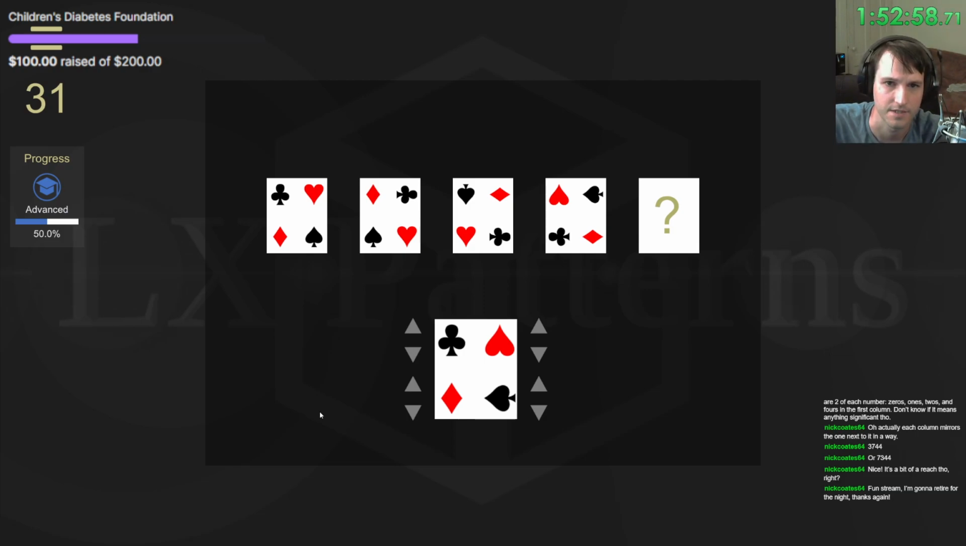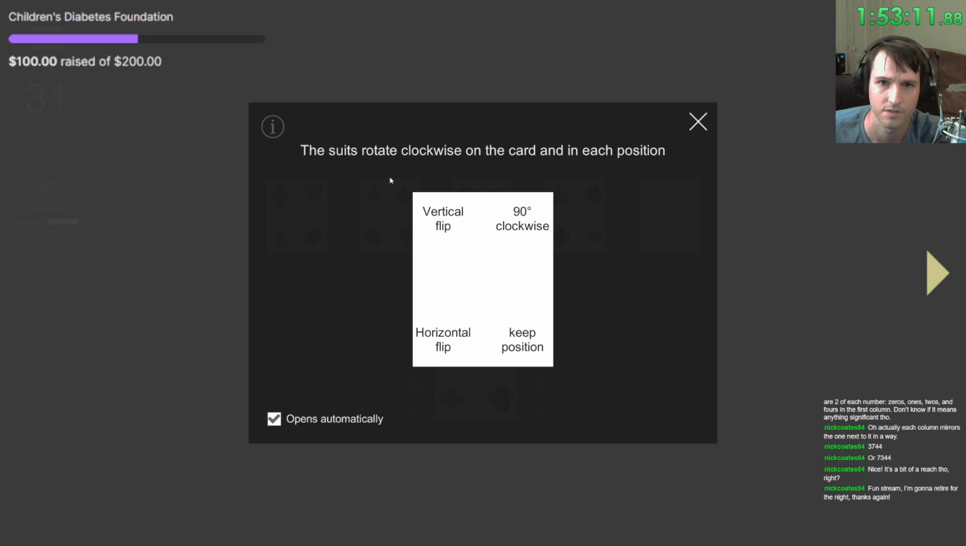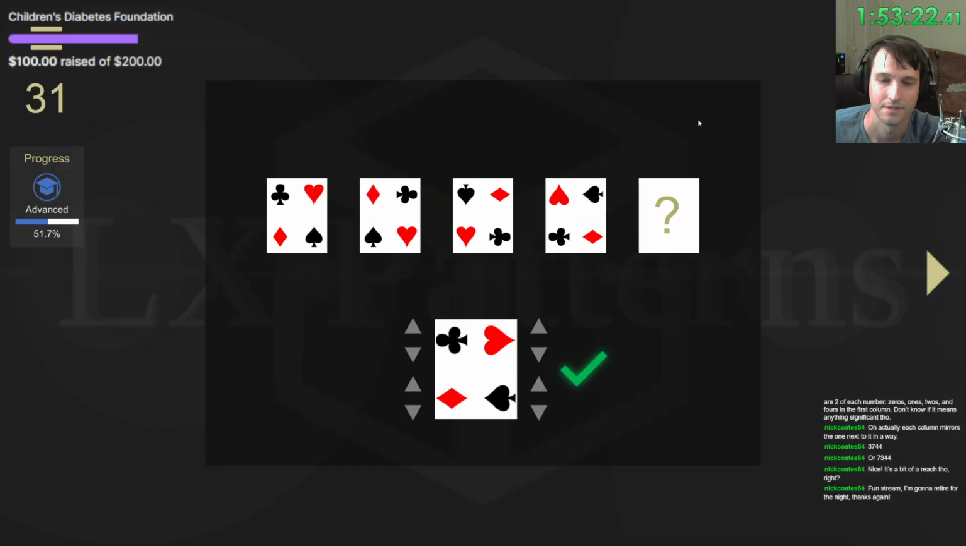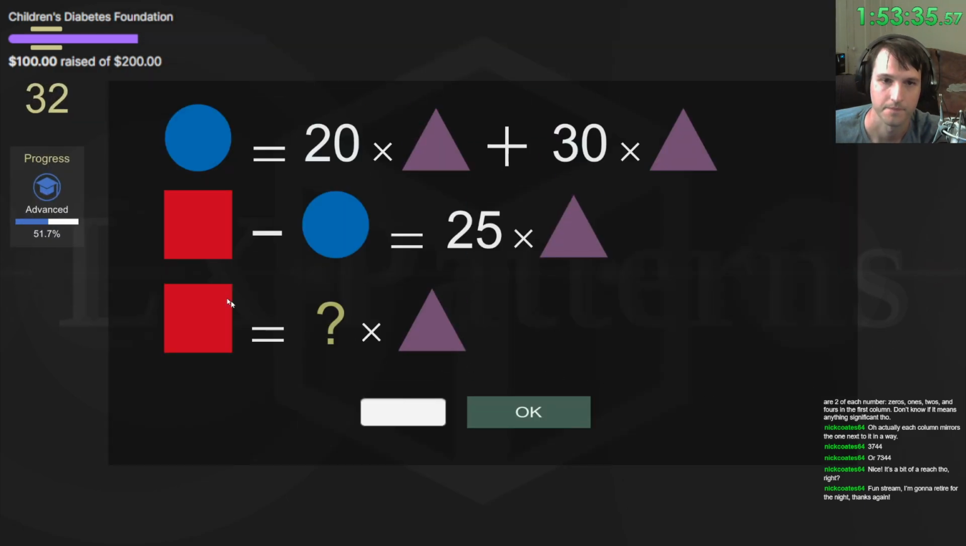So we made it to advanced. This one's kind of weird. The suits rotate clockwise on the card and in each position. Flip vertically 90 degrees clockwise, keep position, horizontal flip. I felt like they returned to their original positions, but sure.